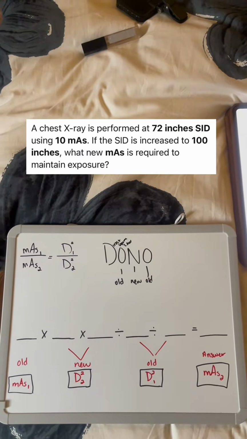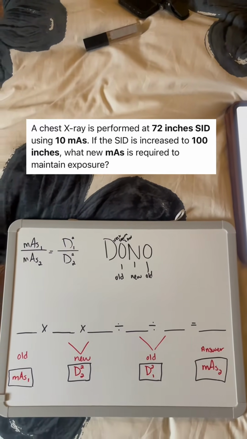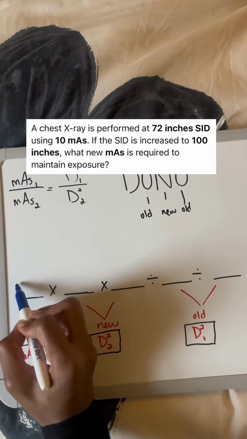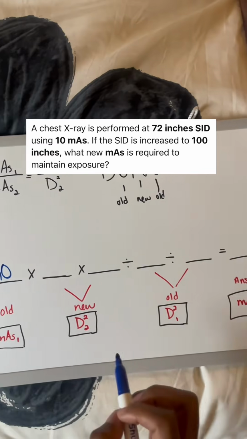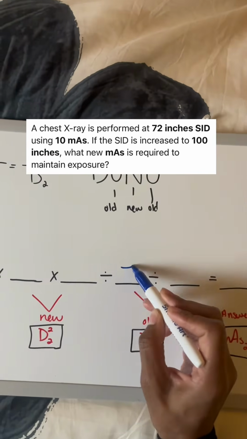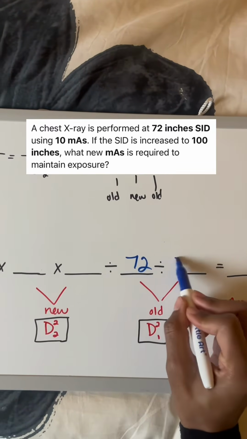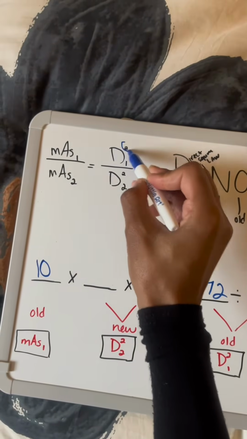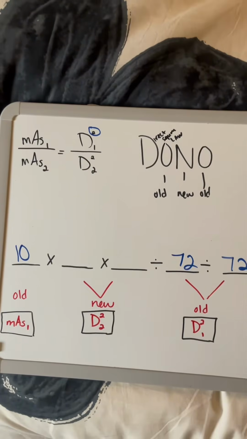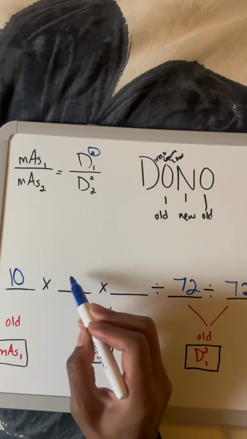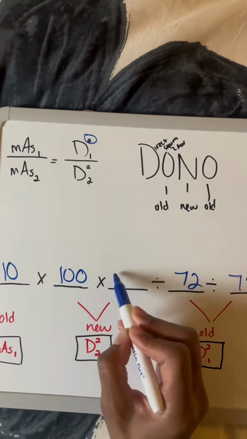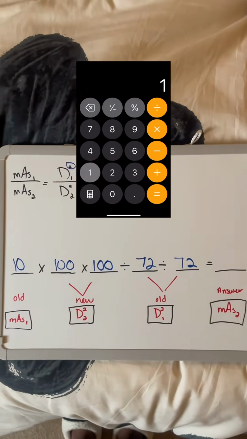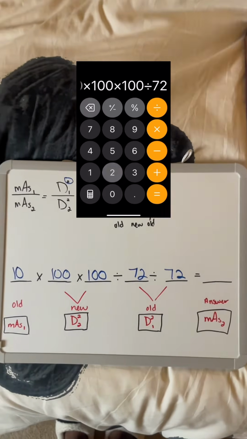So this x-ray was done originally at 72 SID and 10 MAS. So the original, old MAS was 10. Our original distance was 72, and we are writing it twice because the formula calls for it to be squared. Sorry, this is the old one. So it's squared. And then the new distance is 100. And once again, we're writing it twice because distance is always squared. So now we're going to do 10 times 100 times 100, divided by 72, divided by 72.